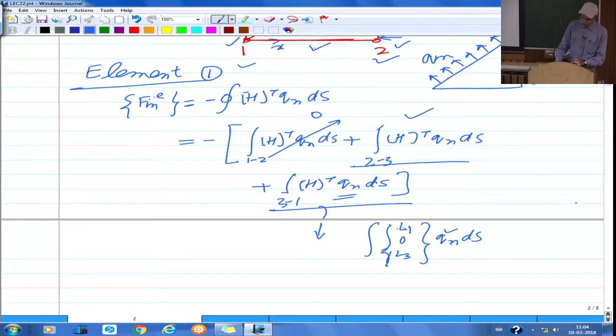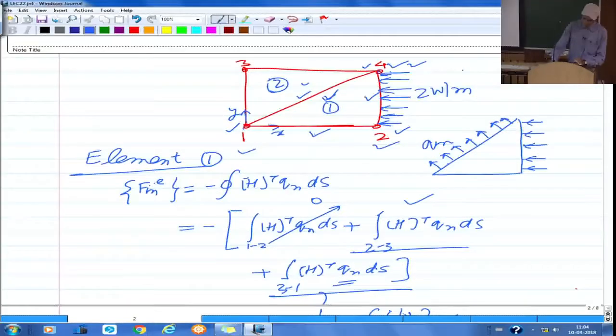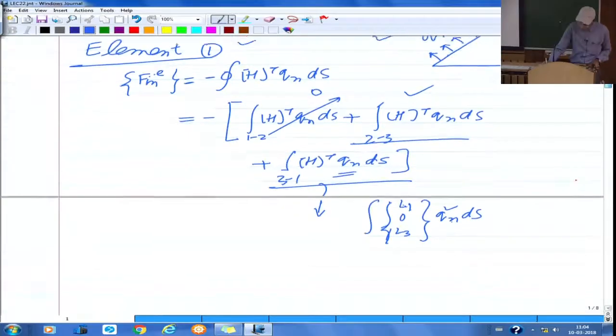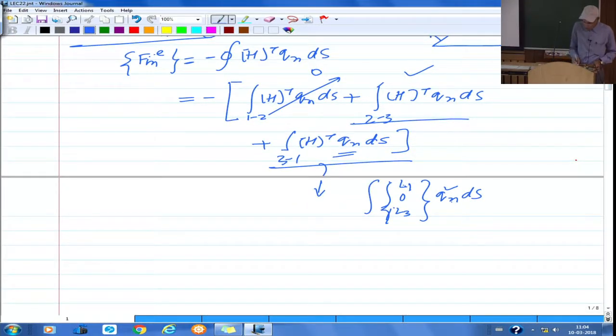This L1 into Q1 integration from this point to this point will give you some value, and similarly this integration of L3 Q1 ds will also give you some value, right? So this is the contribution from the first element.